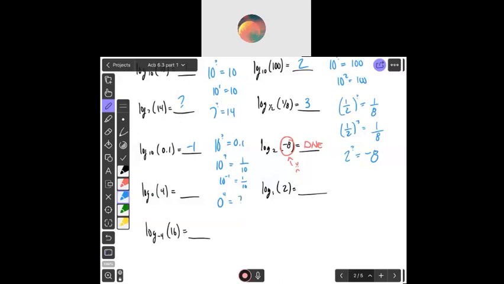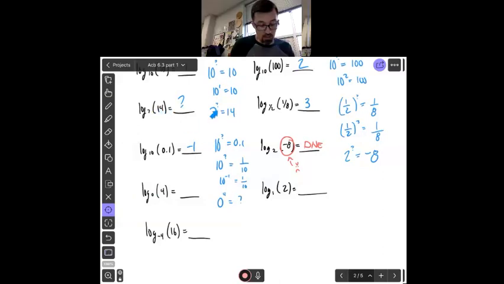Okay, so we say log base 7 of 14. That meant 7 to the what is 14. And log base 1/2 of 1/8 means 1/2 to the what is 1/8. So when we say log base 0 of 4, what would that mean?